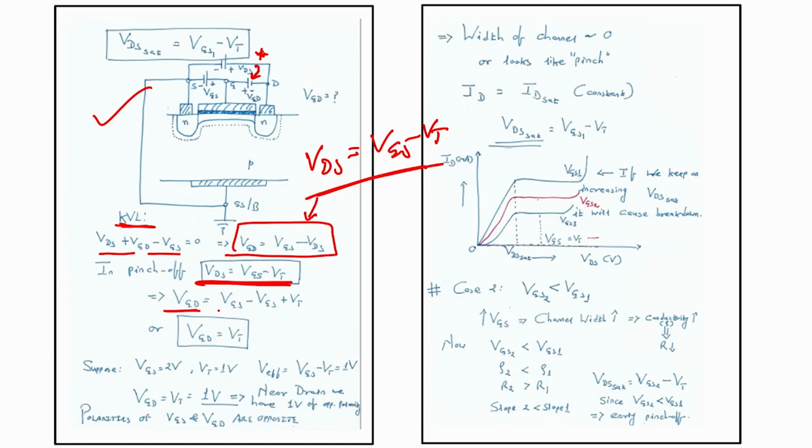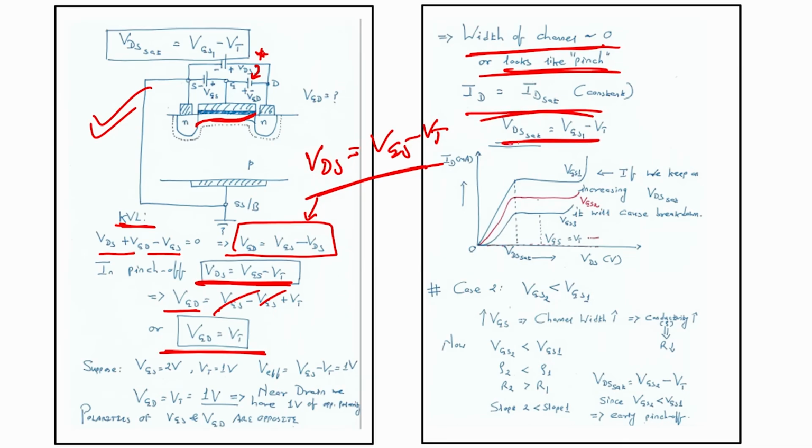So, VGD is equal to VGS minus VGS plus VT, this cancels, and VGD is nothing but my threshold voltage VT, right. So, the width of the channel goes on decreasing. From here it will go on decreasing, and then it will reach here. What you can see here on the left side, what I have drawn, it looks like it is approaching 0, and that is why ID would be ID saturation.